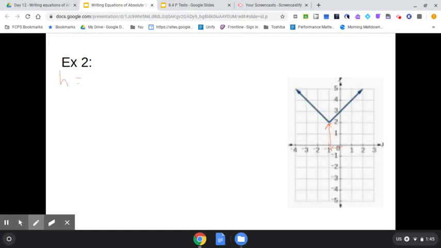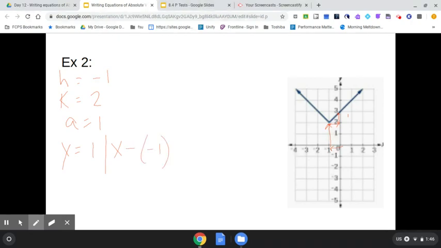So left or right, that affects h. We moved left 1, so h is -1. k is moving it up or down. We moved up 2, so k is 2. We're always going to move from the vertex right 1 unit and see where it intersects the graph. We have to just move up 1 unit to get to the point of intersection on the graph. So a is 1.